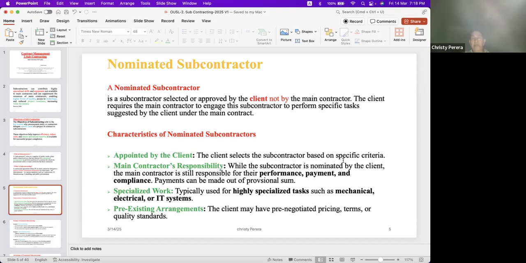So the main contractor's responsibility is this: while the subcontractor is nominated by the client, the main contractor is still responsible for their performance, payment, and compliance. Payments, I will tell you how to do it, right? Later, I will tell you. But there he is responsible. Payment can be made out of a provisional sum.